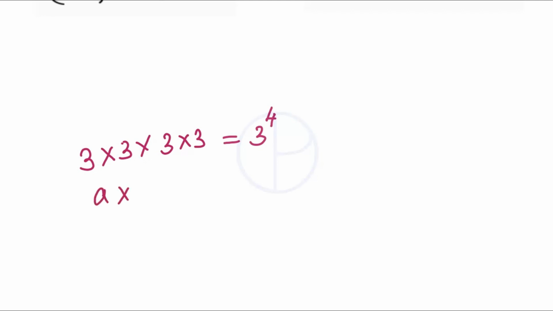So a multiplied by a can be written as a square, a to the power 2. And a is the base and 2 is the index. So the index value can be a positive integer or a 0 or a negative integer or a fraction.